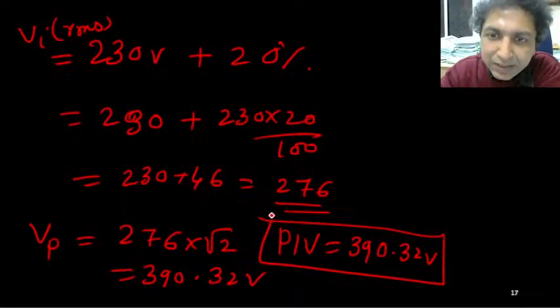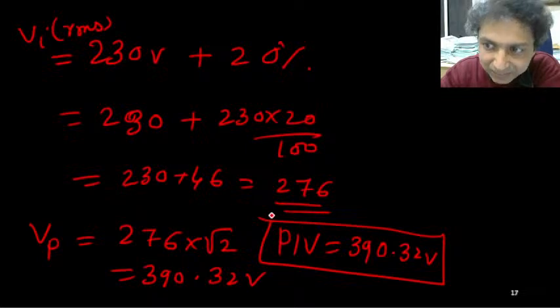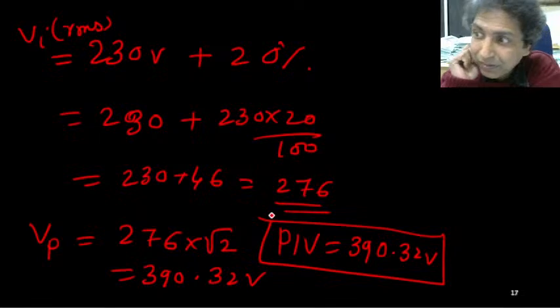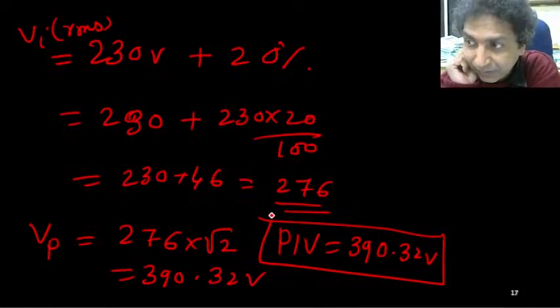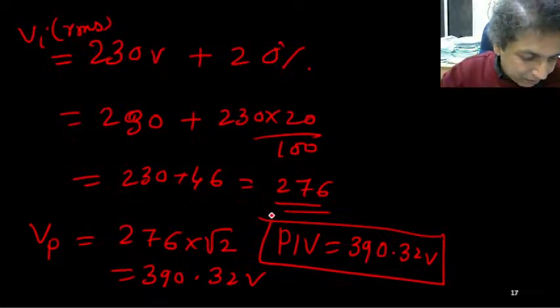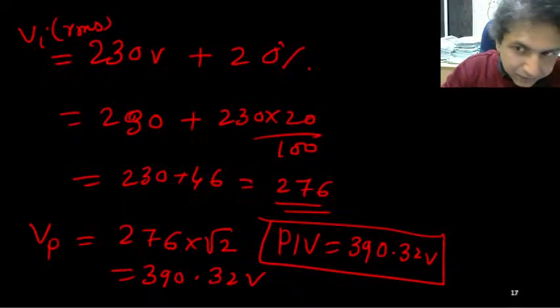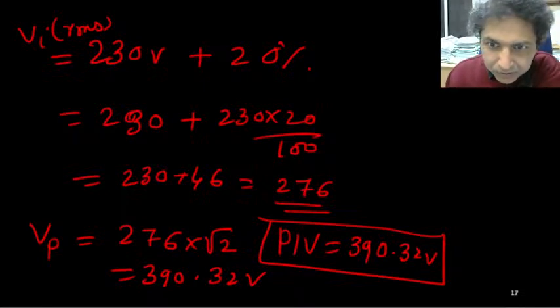That's how the bridge rectifier is preferred, because its inverse voltage is less, half of that. If the PIV is small, then it is fine. Otherwise there is a chance that the diode will burn out. Right? Any question please? No?